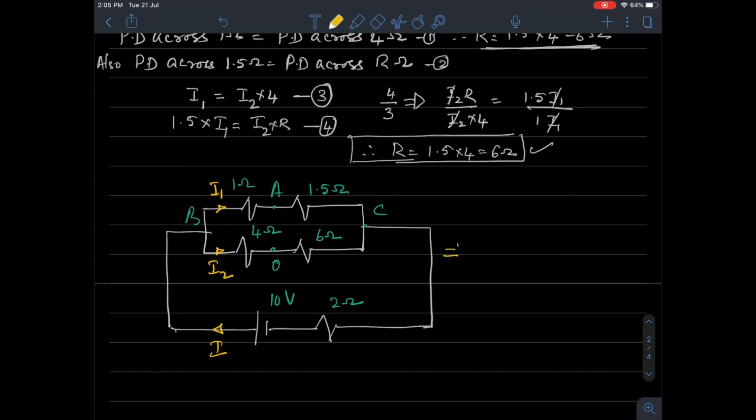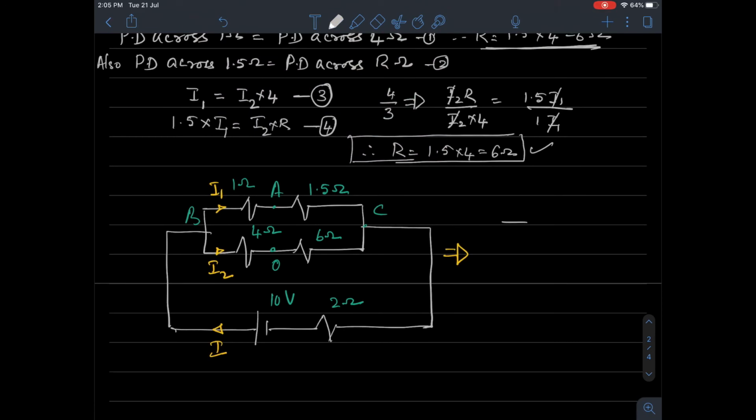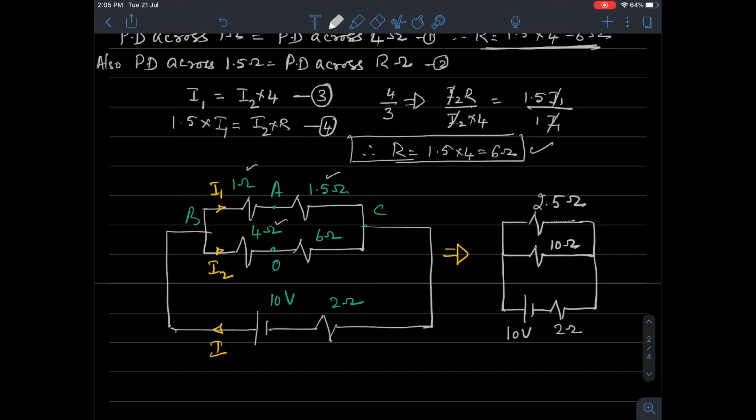Now this network is the same as, I will use my white color, I can write it this way. This is one resistance. This is another resistance. I will combine the two and put it across 10 volt. This is 2. It's the same. This is 10 volt. How much is this? This is 2.5. This is 10 ohm. This is done. It's the same circuit. I've combined these two.